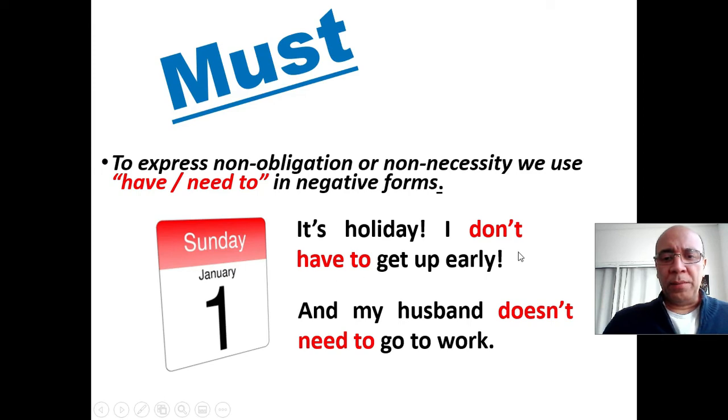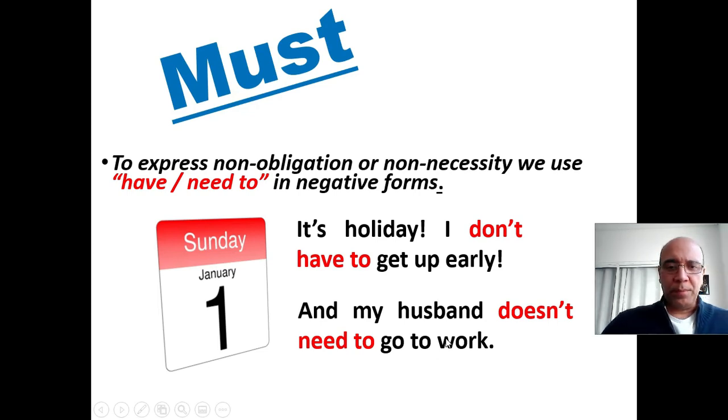Observe the simple present, don't have to, gives you an idea of non-obligation. And my husband doesn't need to go. Need is the verb precisar in Portuguese, so he doesn't need to go to work. But teacher, why is it doesn't? No, don't. Oh, because it is the third person singular. Pay attention here, okay? My husband, third person singular. So use does. Negative form, doesn't. In this case, verb need. Or you could use have to. My husband doesn't have to go to work.